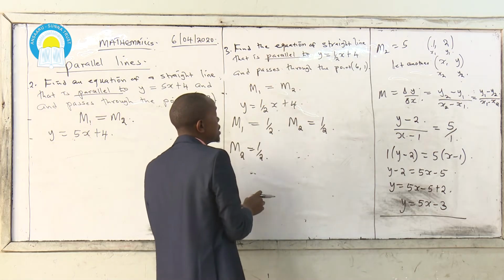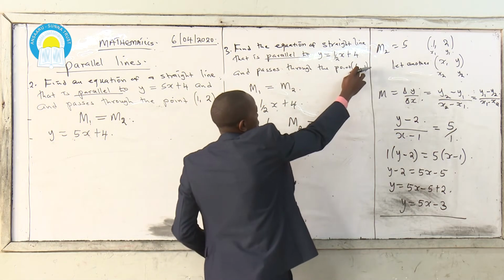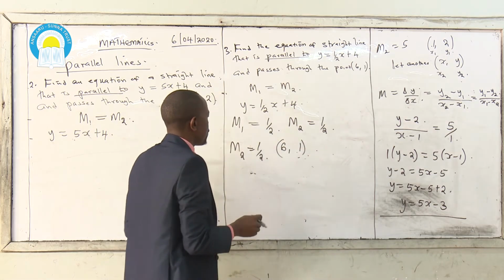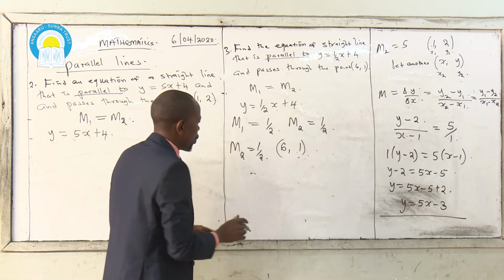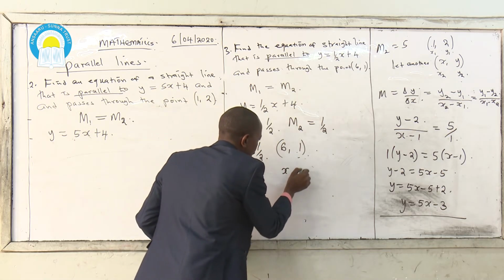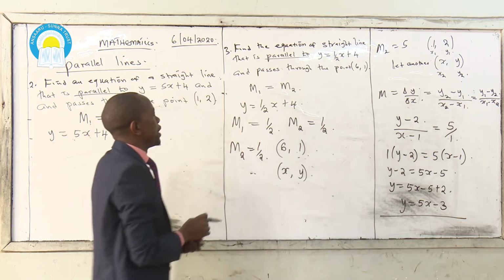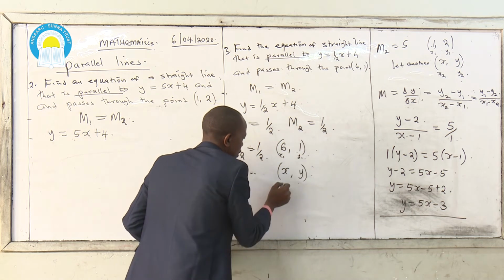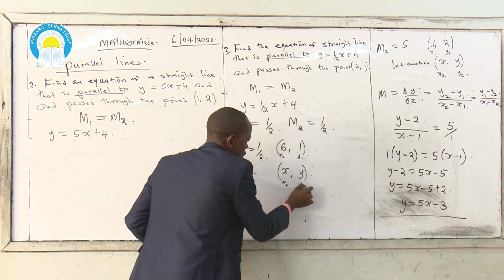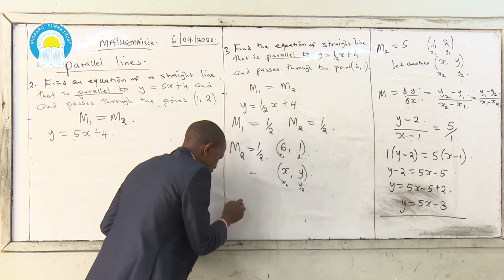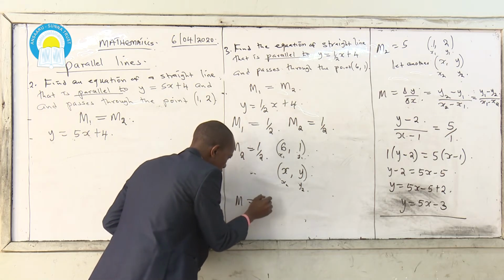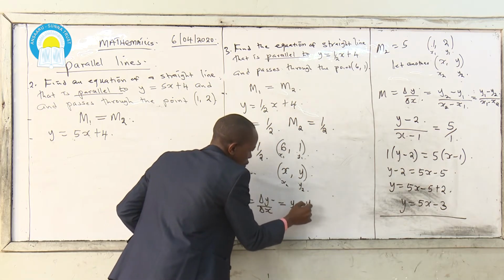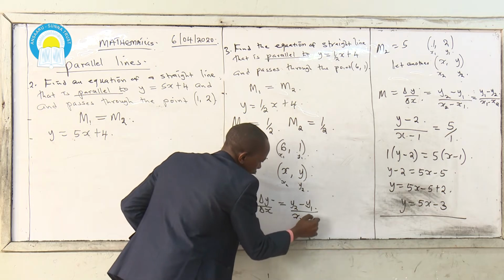And we have the point through which that line passes. It passes through 6 and 1. So now, let's find the equation. Let another point be x and y. Remember, this is our x1 and y1, and this is our x2 and y2. Now the formula for finding gradients: gradient is change in the y-axis over change in the x-coordinate, which is y2 minus y1 over x2 minus x1.